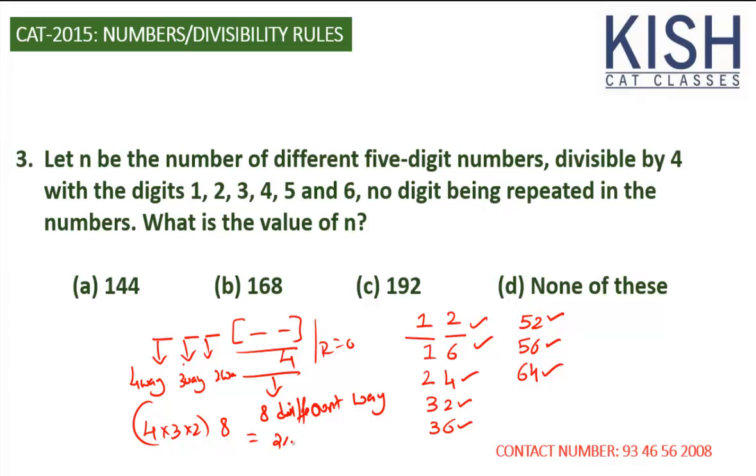So that is 24 into 8. That's going to be 192. So 192 numbers we have got. What we have done is quite simple.